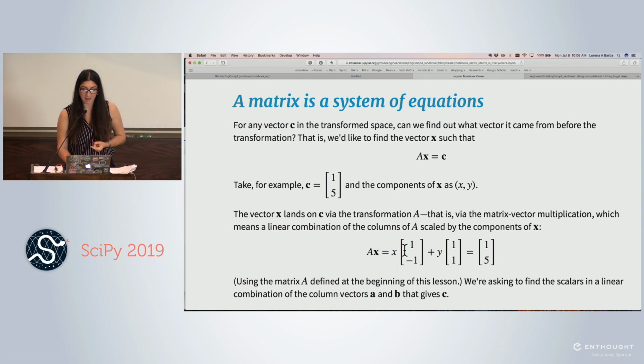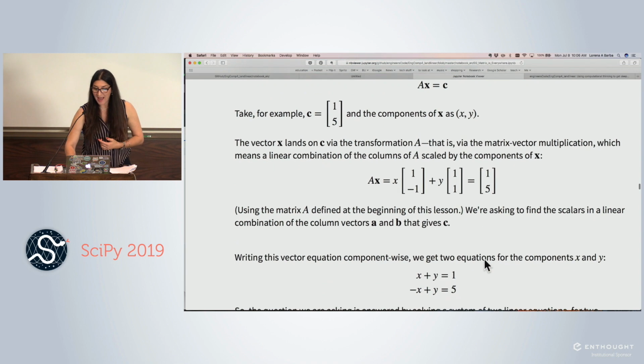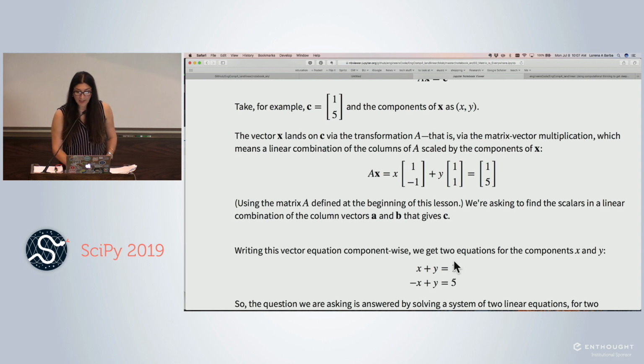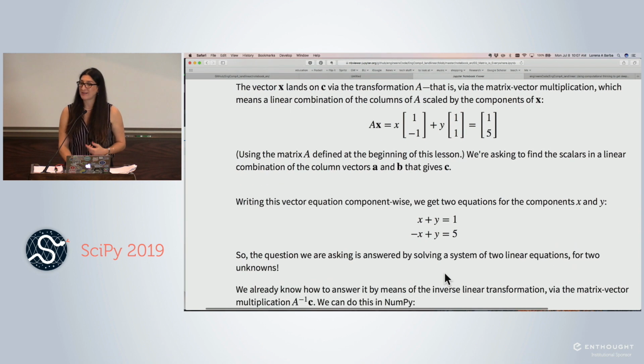So Ax is x times the first column plus y times the second column. And if we were to have a right-hand side vector, say C, 1, 5, we're asking what linear combination of this form produces 1 and 5. This is the same as if we were to look at this on a row-by-row approach. If I were to actually multiply out by x on the first term and multiply out by y on the second term here, and then stack those together into two equations for the first coordinate of the right-hand side and the second coordinate of the right-hand side, you see that we get two equations for the components x and y.